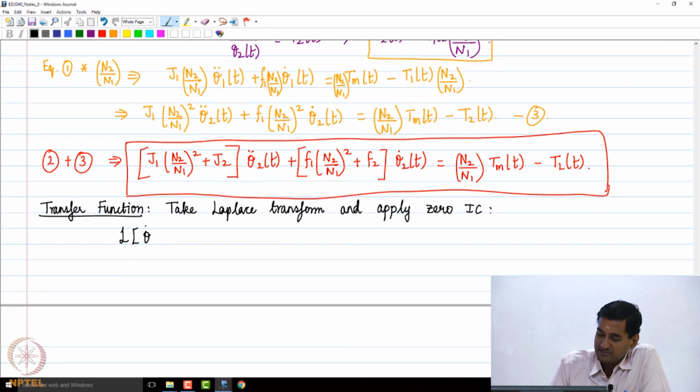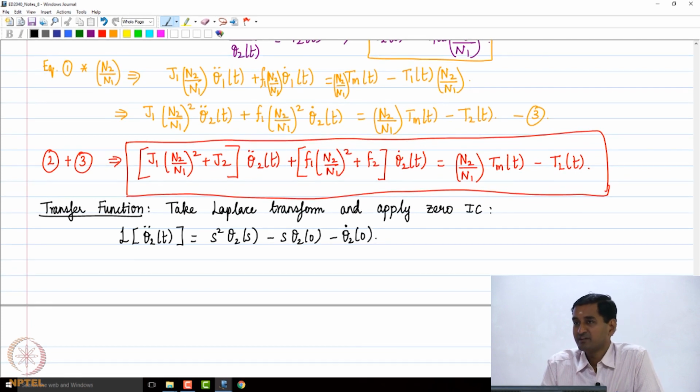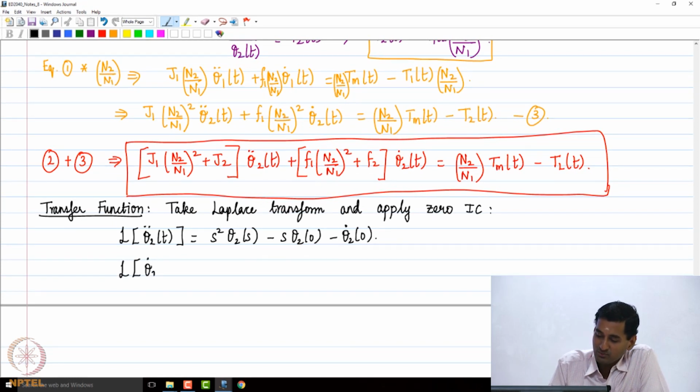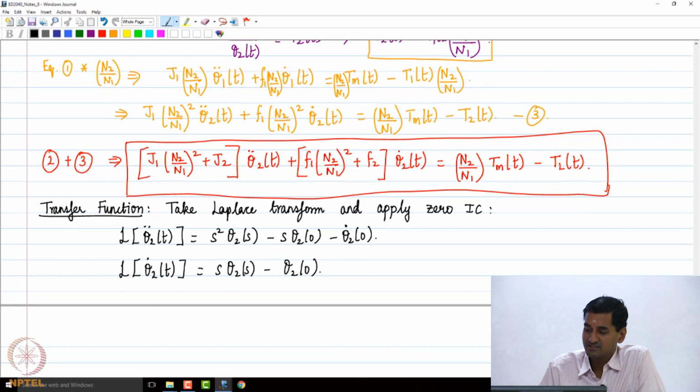Please note that the Laplace transform of the second derivative of theta 2 is going to be s squared theta 2(s) minus s times theta 2(0) minus theta 2 dot(0). Of course, it's obvious from the context that the second two terms are initial conditions, where theta 2 is evaluated in the time domain. And the Laplace transform of theta 2 dot is going to be equal to s times theta 2(s) minus theta 2(0). So we need to keep in mind all those things.